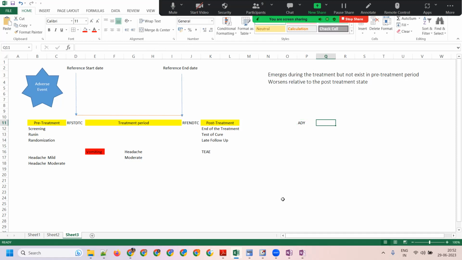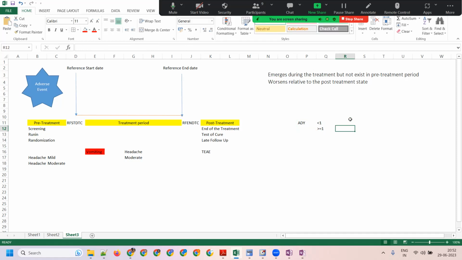Analysis day. Exactly. When it comes to the adverse event, what is going to happen? If this analysis day is less than 1, what is the meaning? It happened before the treatment. If this value is greater than or equal to 1, it is going to be a treatment period.